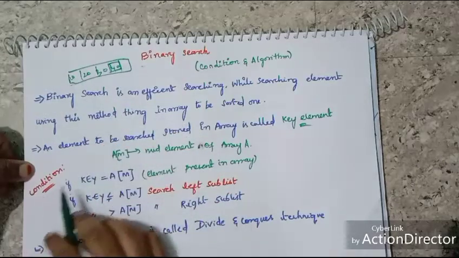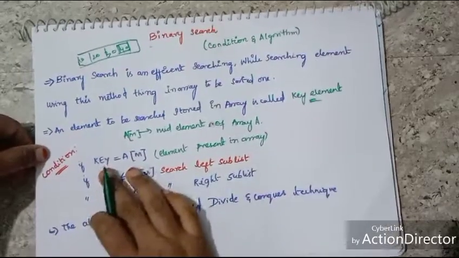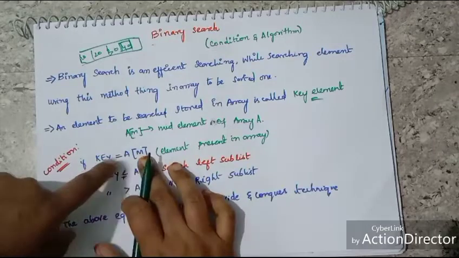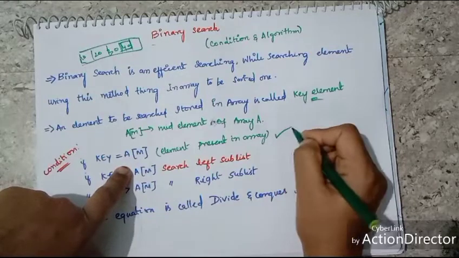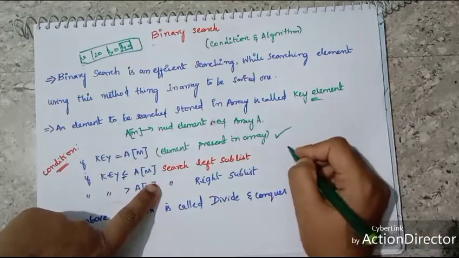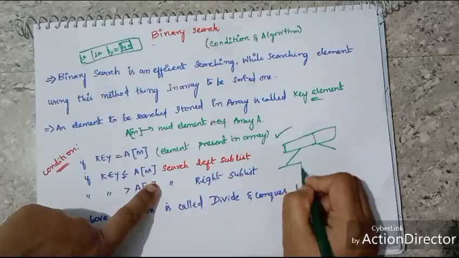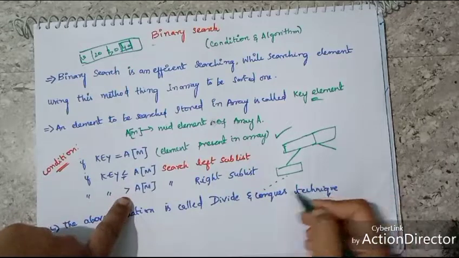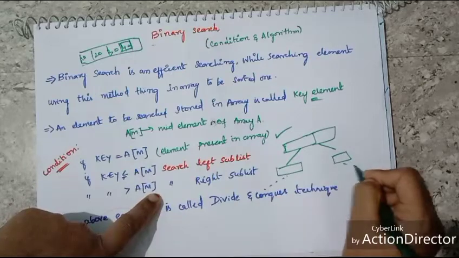The condition to find any element in the array is key equal to A of M. The element to be searched is the key, and it is equal to the mid value. So key equal to A of M means the element is present in the array. When it is lesser than the middle value, we divide the problem into right and left, so you have to go through the left sublist. When the key is greater than the middle value, then you have to search the right sublist.